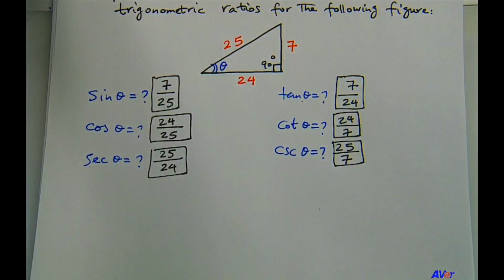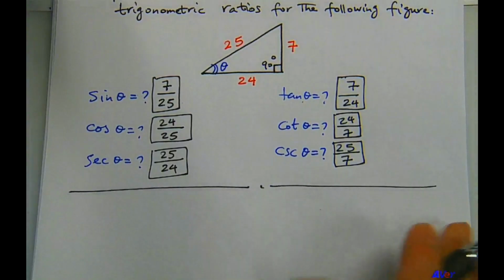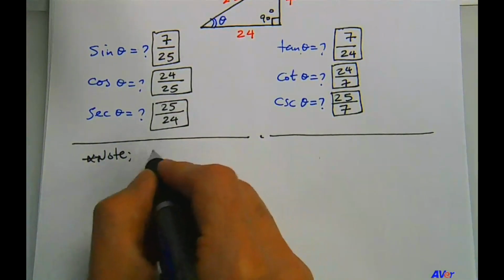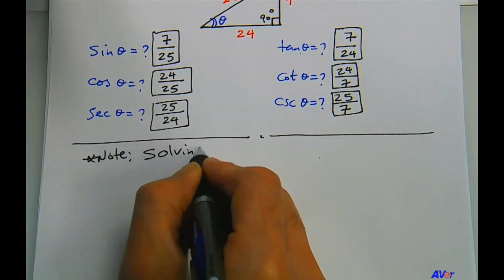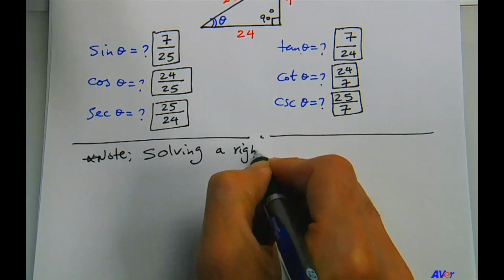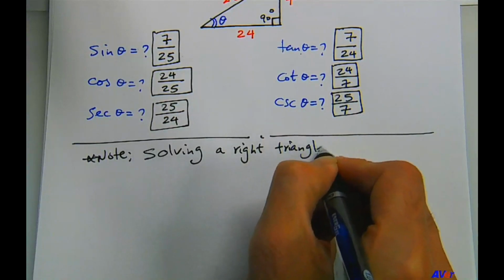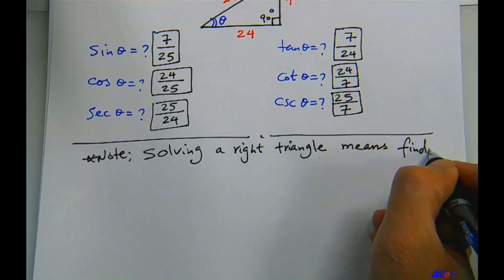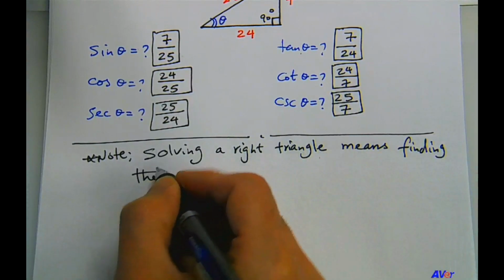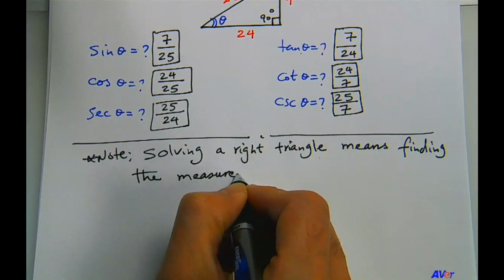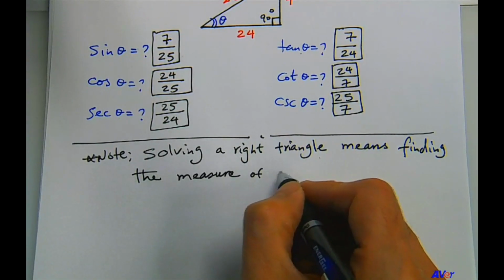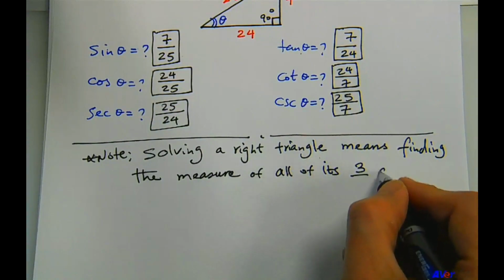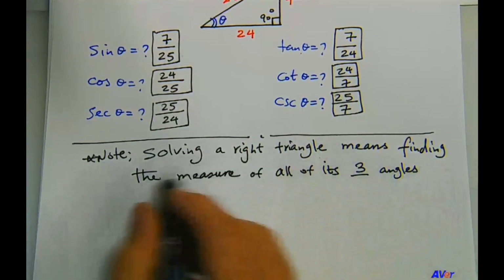Okay, so let's solve a right triangle. So note that all of its 3 angles and 3 sides.